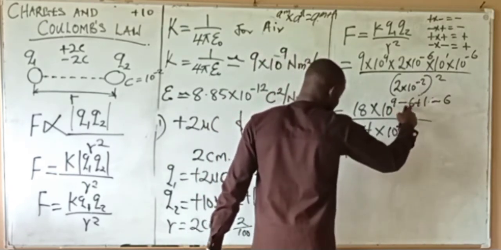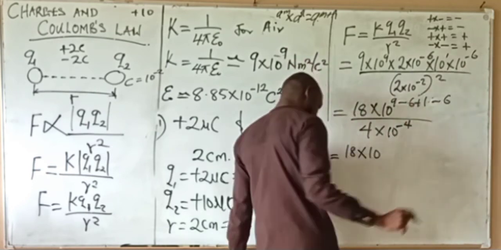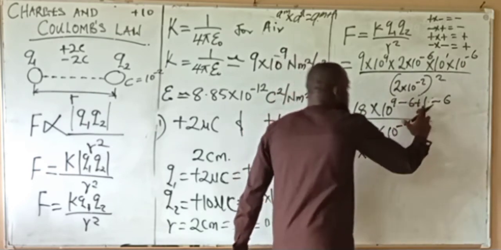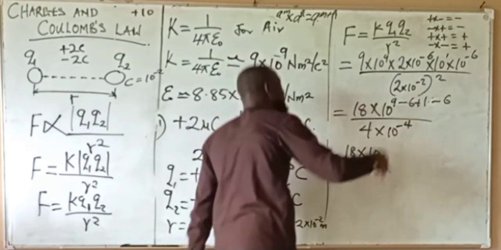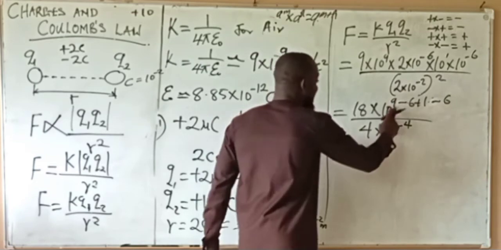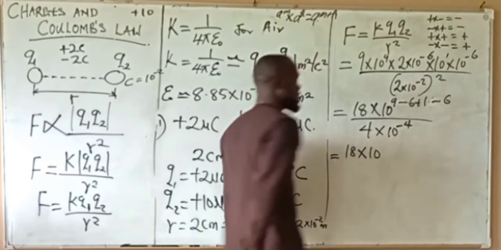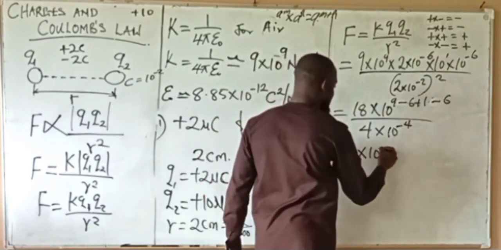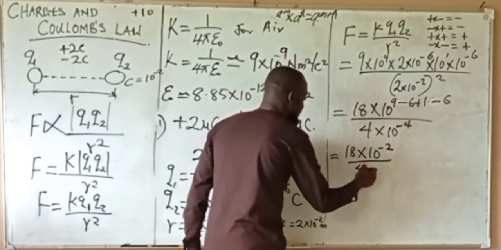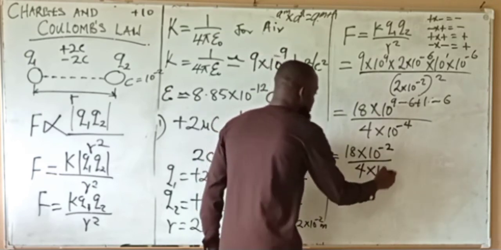So 9 minus 6. Okay, that's why 6 minus 6 minus 6, that's minus 12. Minus 12 plus 1, that's minus 11. Minus 11 plus 9, that will give us minus 2. Or 9 minus 6, that will give us 3. 3 plus 1, that will give us 4. 4 minus 6, that will give us minus 2. Over 4 times 10 raised to power minus 4.